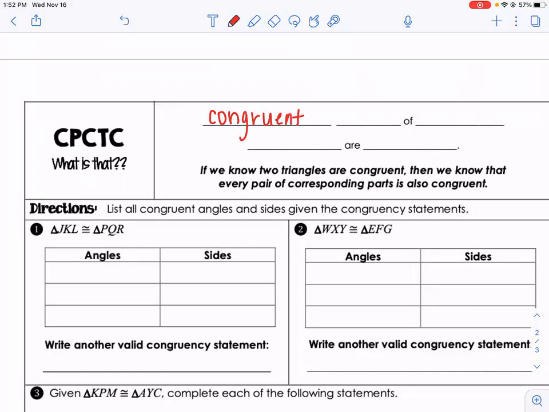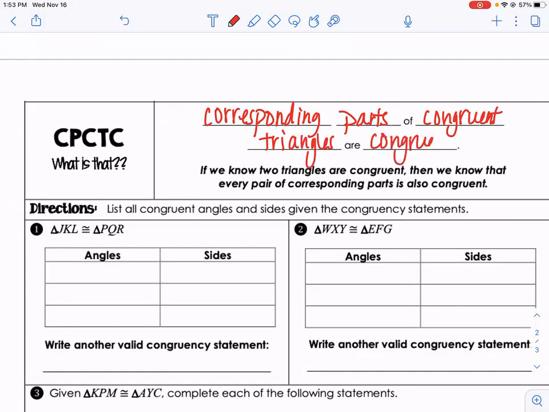So this CPCTC is something we're going to come back to, but we're going to use it right now since we're talking about corresponding parts. Corresponding parts of congruent triangles are congruent. CPCTC. Are these extra notes? Isn't this just common sense? You might think of it like that.